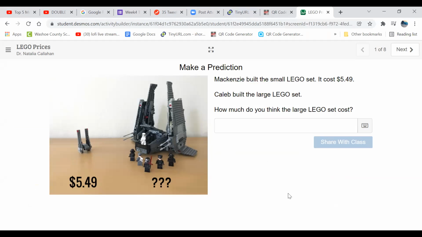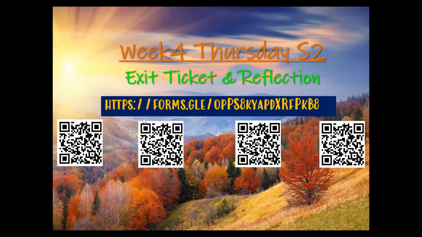When you guys are done with this, keep in mind that your exit ticket is going to be looking like this. So let me pull that up for you guys. And today is week 4 Thursday. So this is your exit ticket at home. And also you can use the form right here if you want to type it in.